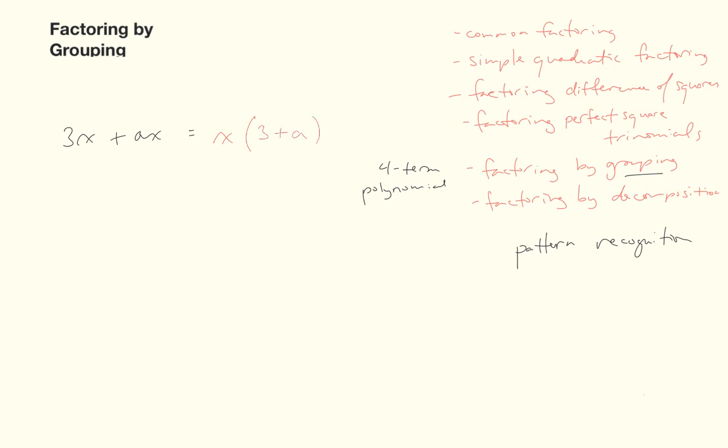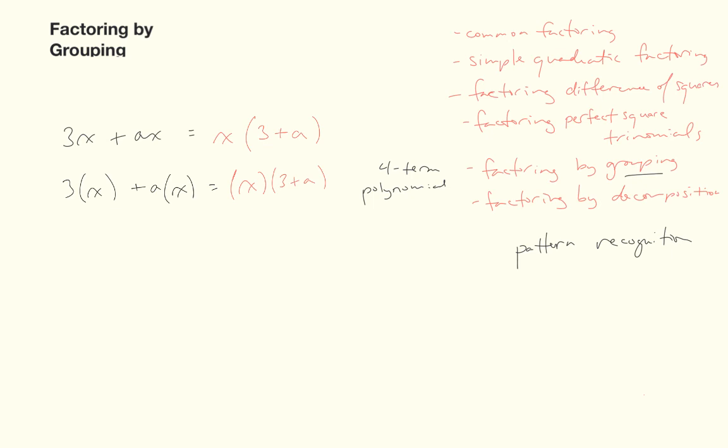And if I said, well, that's great, how about you factor this? 3 bracket x plus a bracket x. You'd probably look at me funny and say, well, that's exactly the same thing, right? There's a common factor of an x. Whether I put the brackets on or not, it's the same thing.